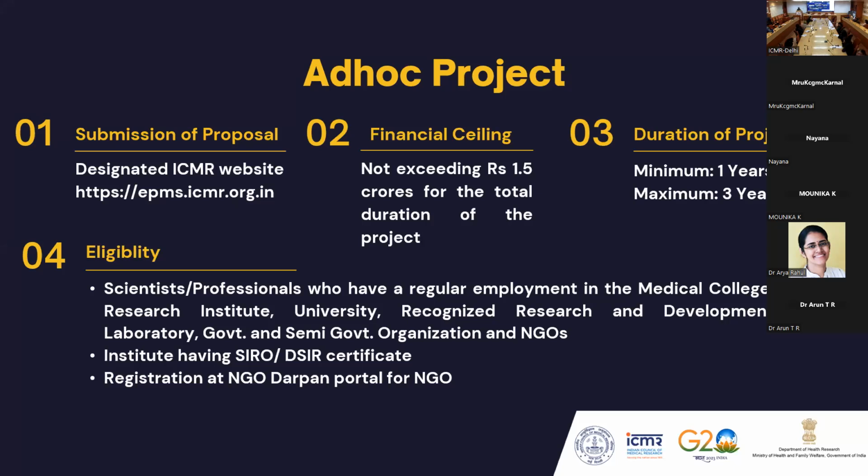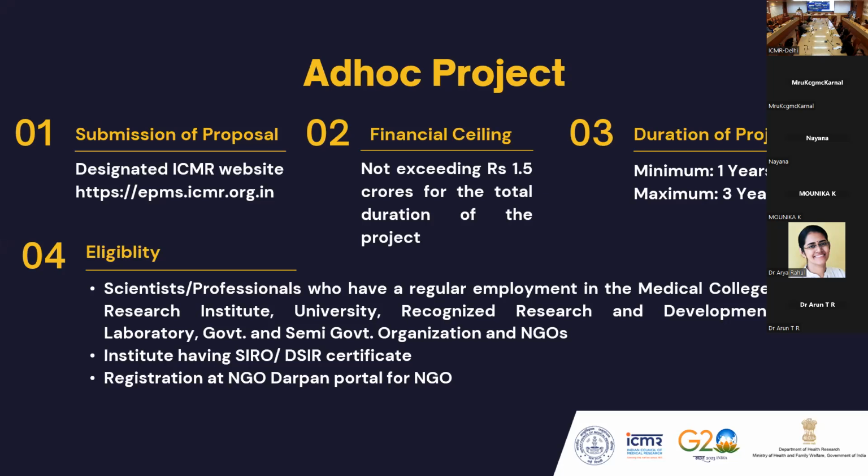The ad hoc proposal can be submitted on the designated electronic project management system, ICMR e-PMS. The URL is epms.icmr.org.in. Financial ceiling: as I told you, we have different programs, and each program has a different financial ceiling. For ad hoc, the maximum limit is presently 1.5 crore. There is a discussion to increase this amount, but at present the approved amount is a maximum of 1.5 crore.